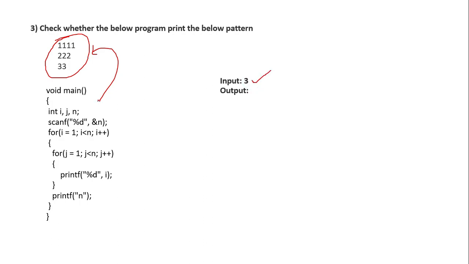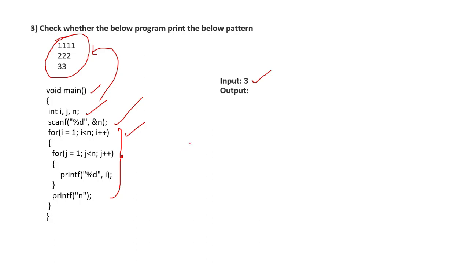Let's check it out. So void main declaration is correct, no problem. Int i, j, n, the declaration is correct. Scanf, okay, the declaration is correct. For i equals 1, i less than or equal to n, i plus plus, which is correct. For j equals 1, j less than or equal to n, j plus plus. So we need to follow this loop and check whether we'll get the desired output or not.